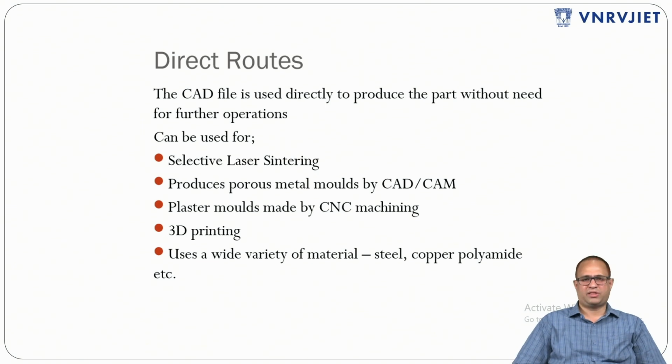What are the methods used for direct rapid tooling? Selective laser sintering produces the part molds using CAD techniques. You can also use FDM, SLA, and selective laser sintering. Sometimes, based upon the equipment, DMLS can also be used. A variety of materials are used: steel, copper, polyamide, etc.